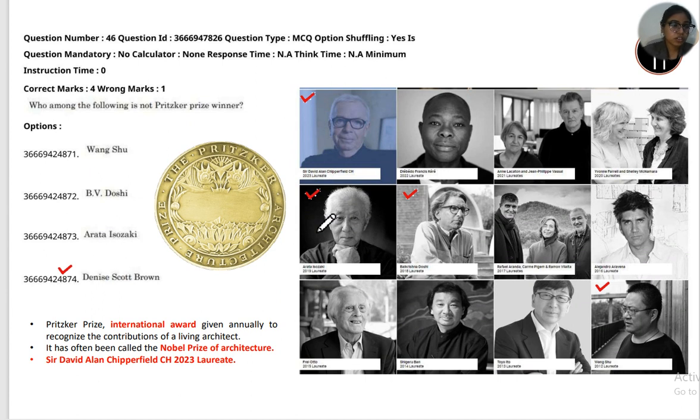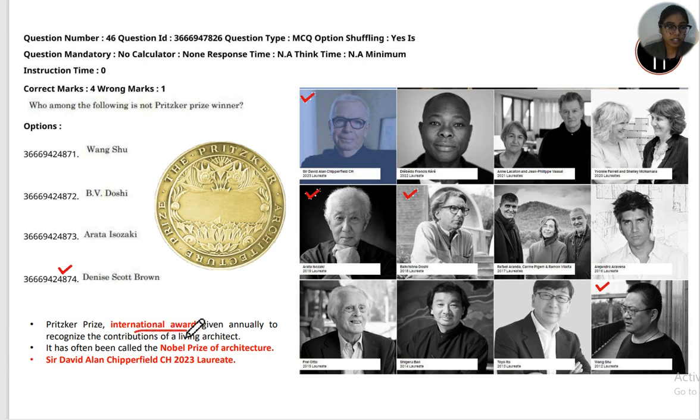So next question is, which of the following is not a Pritzker Prize winner? Most of the time the question asks about who is the Pritzker Prize winner of this year or a particular year, but here it is asking about which of them is not a Pritzker Prize winner. So what is the Pritzker Prize?